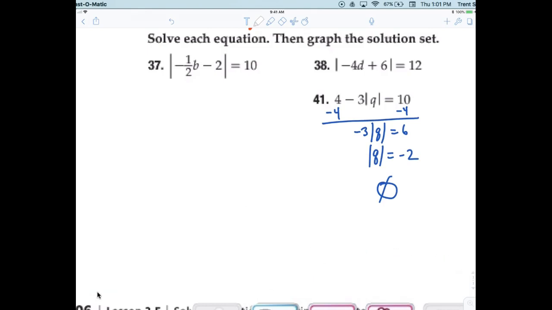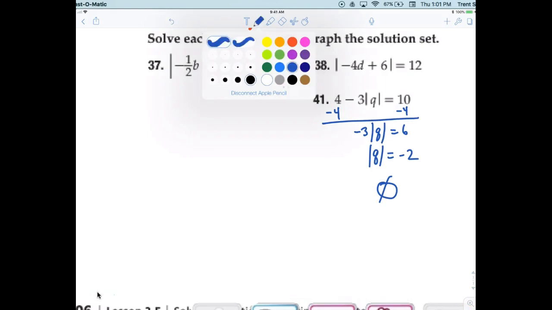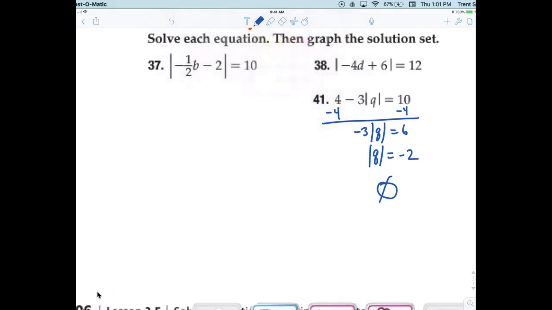All right, here we go with 37. A little bit of fraction, right? Shouldn't be too bad. We should be able to do a little bit of mental math here. So I agree, it's negative 1/2 b minus 2 equals 10. Negative 1/2 b minus 2 equals negative 10. Everybody good?